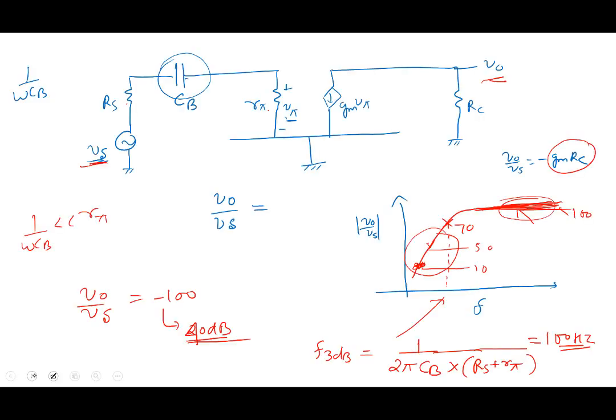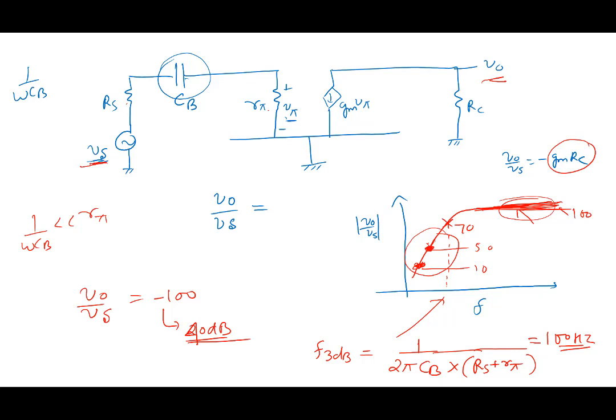By the way, if I operate it here, let's say at this point where the gain is 50, if I measure V0 by Vs, will it be equal to minus 50? Will V0 by Vs be equal to minus 50? Do you realize what the meaning of minus is? When I say 180 degree phase shift, that between V0 and Vs there is a 180 degree phase shift.